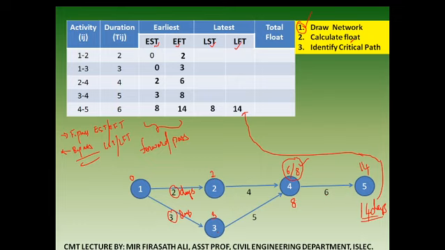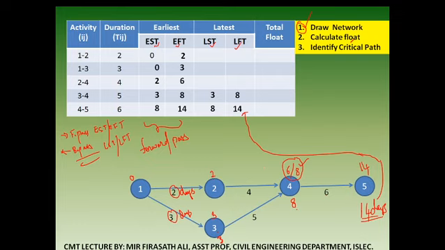Now look at this. Which activity we have? We have activity 3 to 4. So again, latest finish time. What is the latest finish time of this activity 3 to 4? 8. What is the latest start time? 8 minus 5. This will be how much? 3. So place 3 and 8 in the 3 to 4 table.